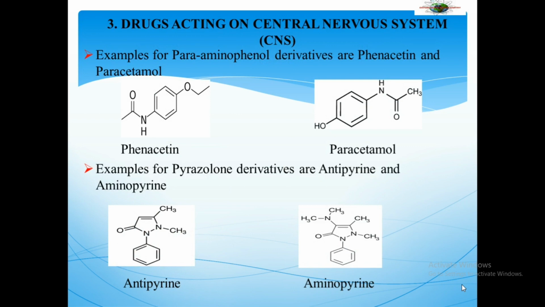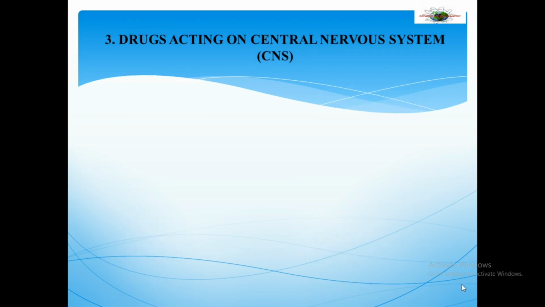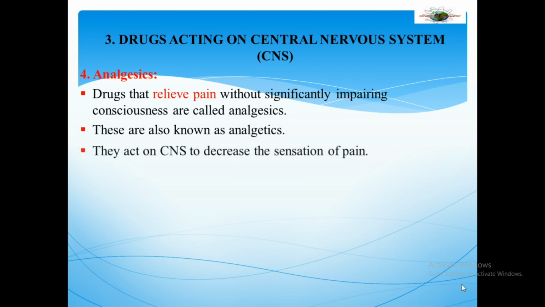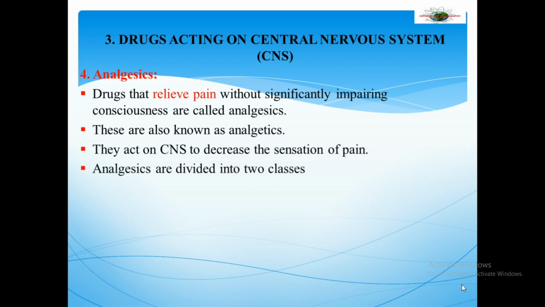Antipyrine and aminopyrine are the examples of pyrazolone derivatives. Coming to the last class of non-selective CNS depressants, analgesics. Drugs that relieve pain without significantly impairing consciousness are called analgesics. These are also known as analgetics. They act on CNS to decrease the sensation of pain.